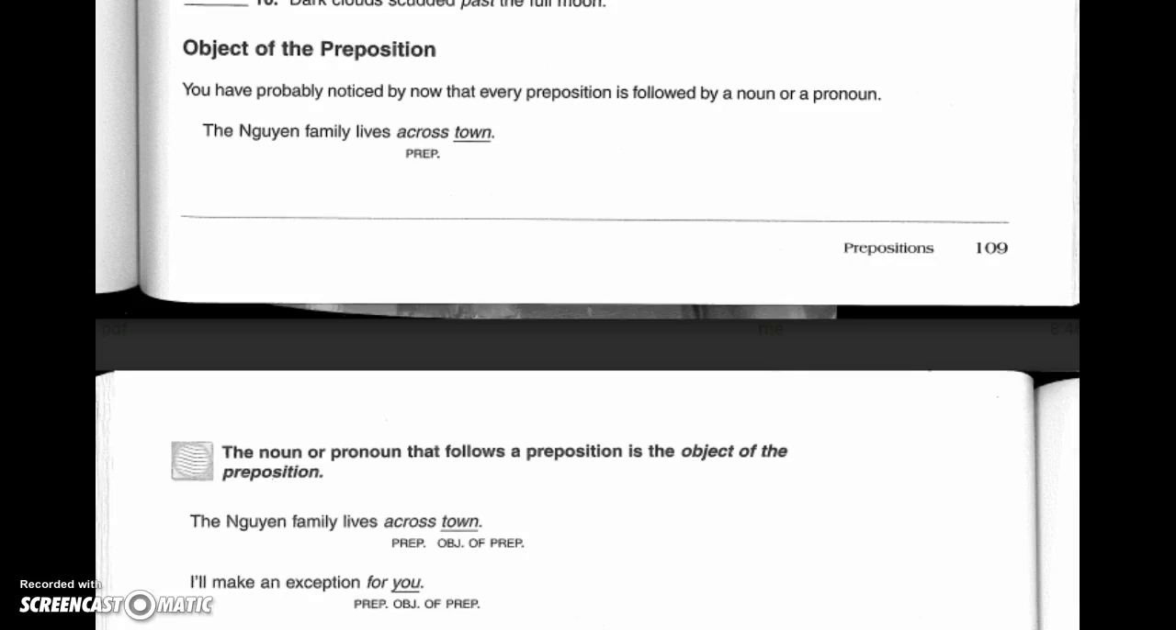Okay, the little lesson that we have before is something called the object of the preposition. So when we have a preposition, the word that follows is called the object. So in the sentence that you see here, it says the Nyan family lives across town. Your preposition is, of course, across, and the word town, which follows, is called the object of the preposition.